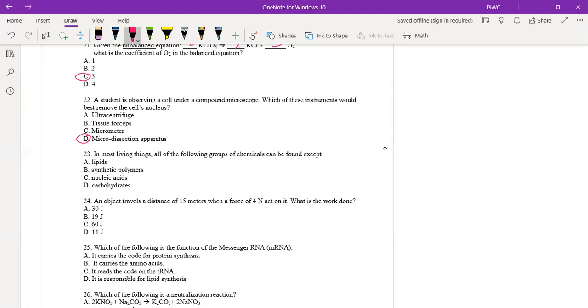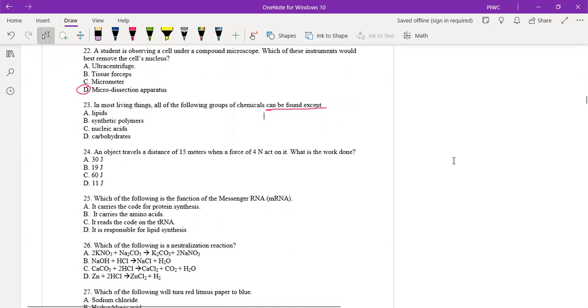And 23. In most living things, all the following groups of chemicals can be found except lipids, synthetic polymers, nucleic acids, and carbohydrates. So which ones will not be found in the living thing? I guess B, synthetic. Yes, synthetic, correct. We know lipids, carbohydrates, nucleic acids are all in the body.